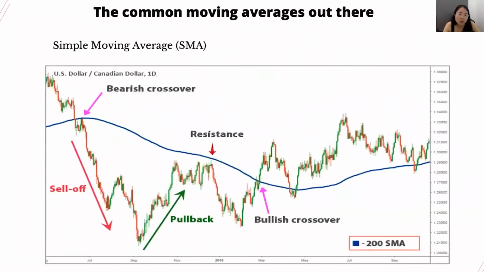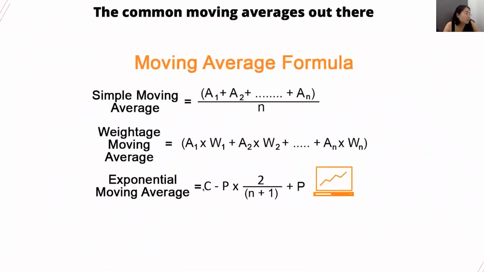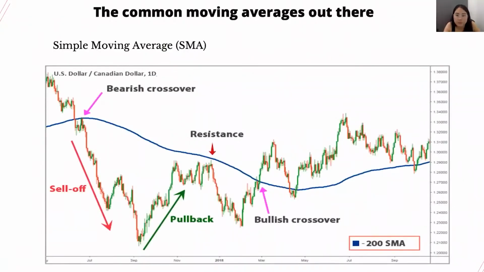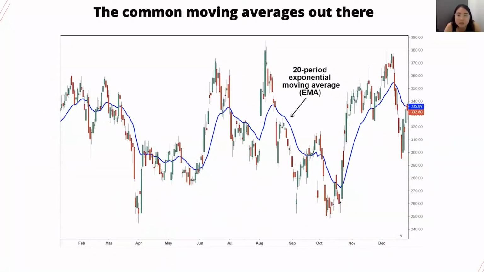Let me show you the calculation again. This is the one: C minus P, times 2 over N plus 1, plus P, okay? So the 3 steps are, number 1, you calculate the simple moving average for the period. The EMA needs to start somewhere, so the simple moving average is used as the previous period's EMA.